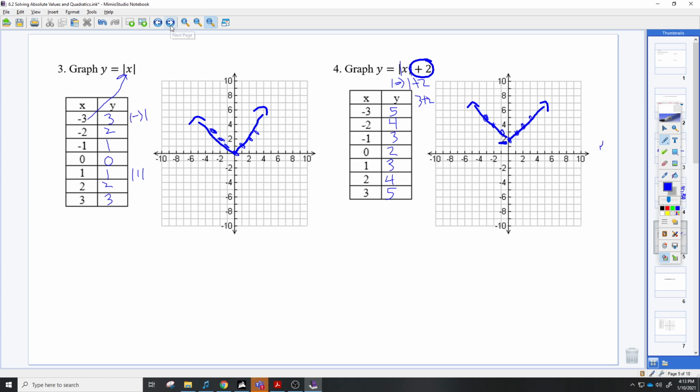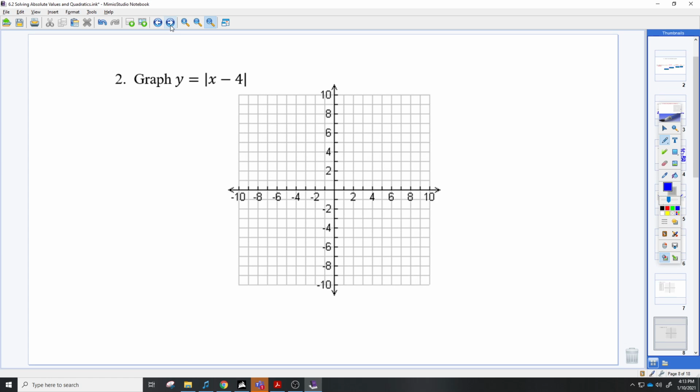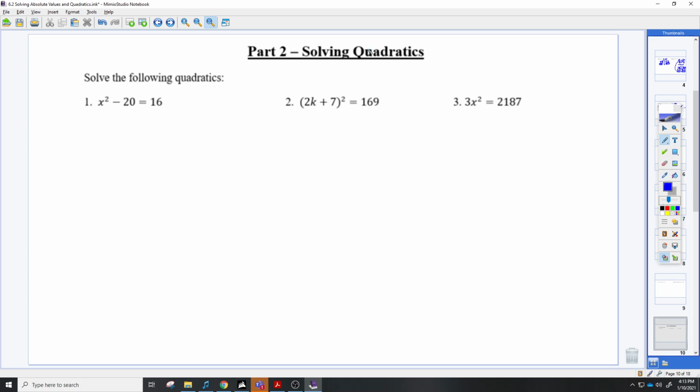All right, for the next part, very similar in how you solve quadratics. There is a bit of graphing, some solving. We're going to go to part 2, solving quadratics, to finish this up. This is done a very similar way. And we're also going to get two answers, and I'll show you what I mean by that when we do it.